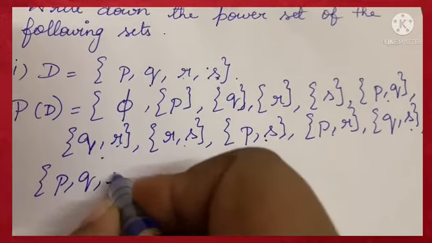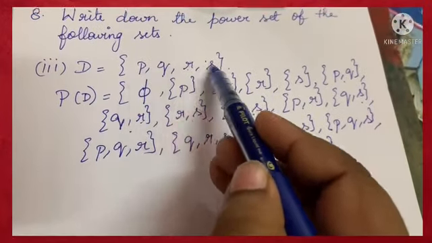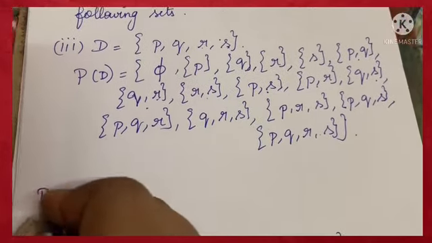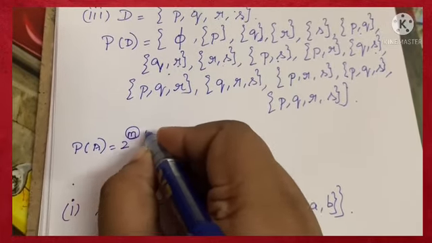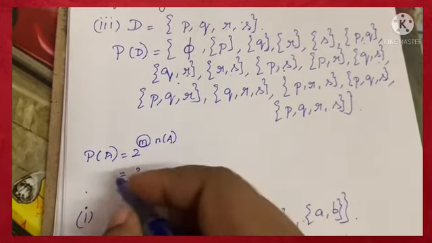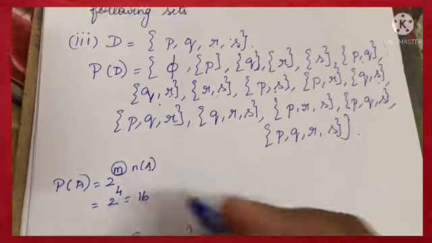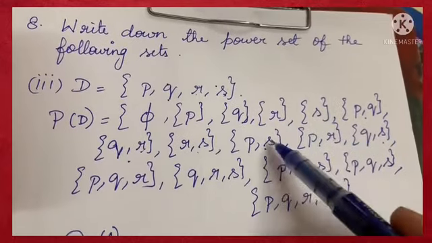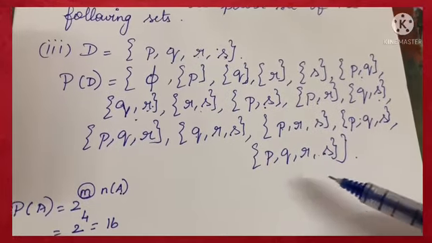Okay, how to check whether what you have written is right or wrong? First, 1, 2, 3, 4. Count the number of elements in the set. To find the power set, we have the formula 2 power m. This m is nothing but n of A. So we can write 2 power number of elements. So here how many elements we have? 4. So what is 2 power 4? 16. So count 1, 2, 3, up to 16. So we have got all 16 subsets.